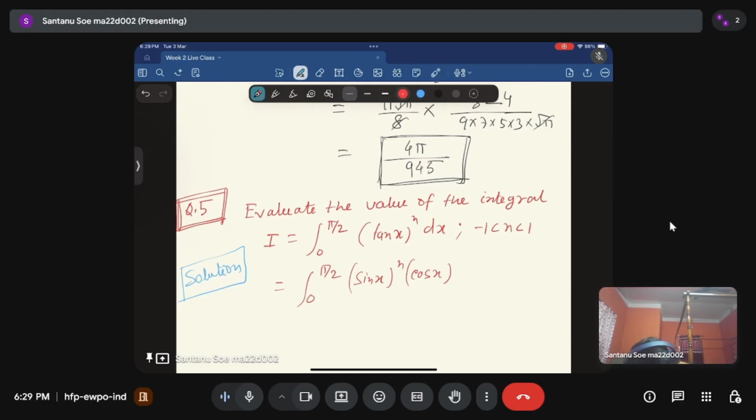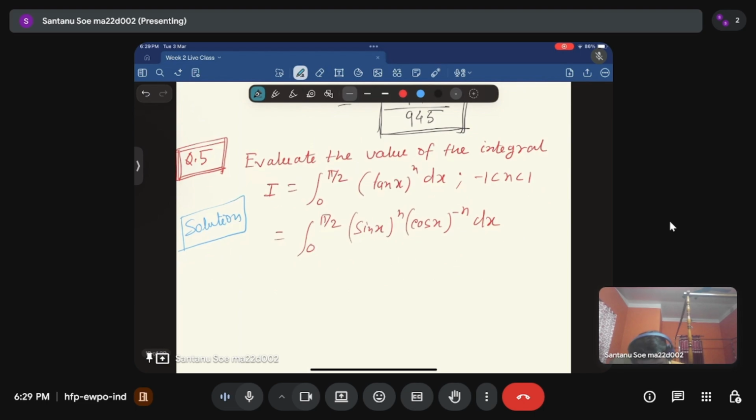Yeah, cos x to the power minus n dx. Okay. And we already know that beta of m comma l is given by 2 times the integration from 0 to pi by 2 of sin x to the power 2m minus 1 and cos x to the power 2l minus 1.